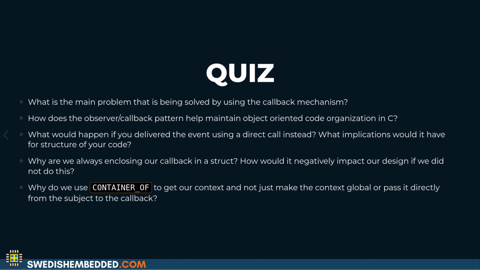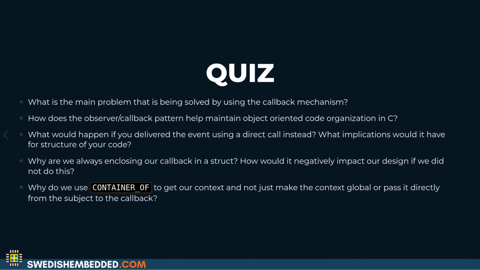Number 3, what would happen if you delivered the event using a direct call instead? So what if you just call the observer directly from your button? What implications does that have? Why are we always enclosing the callback into a structure? Do you remember that? So go back in the training and review the content so that you understand that.